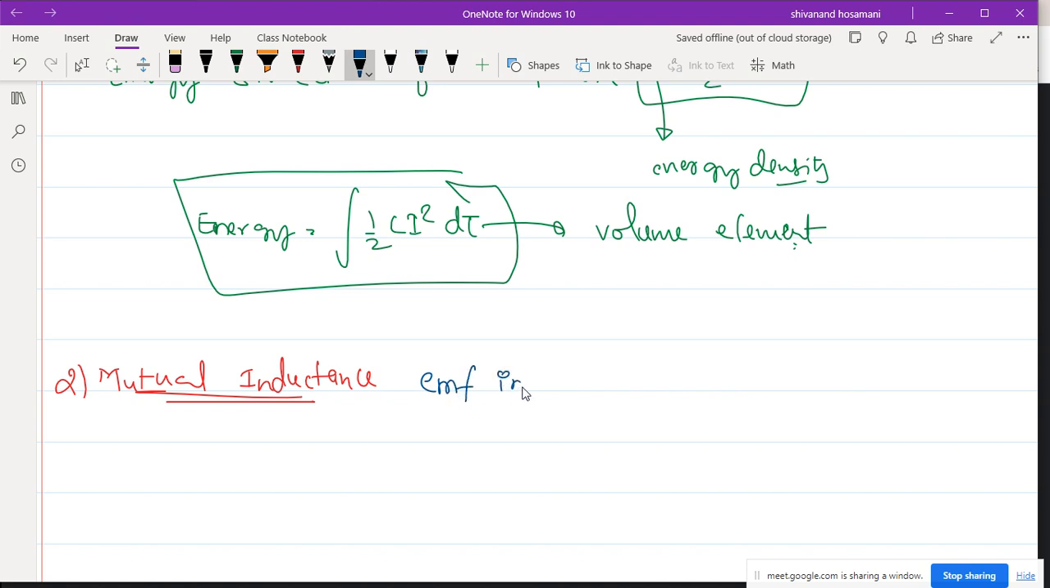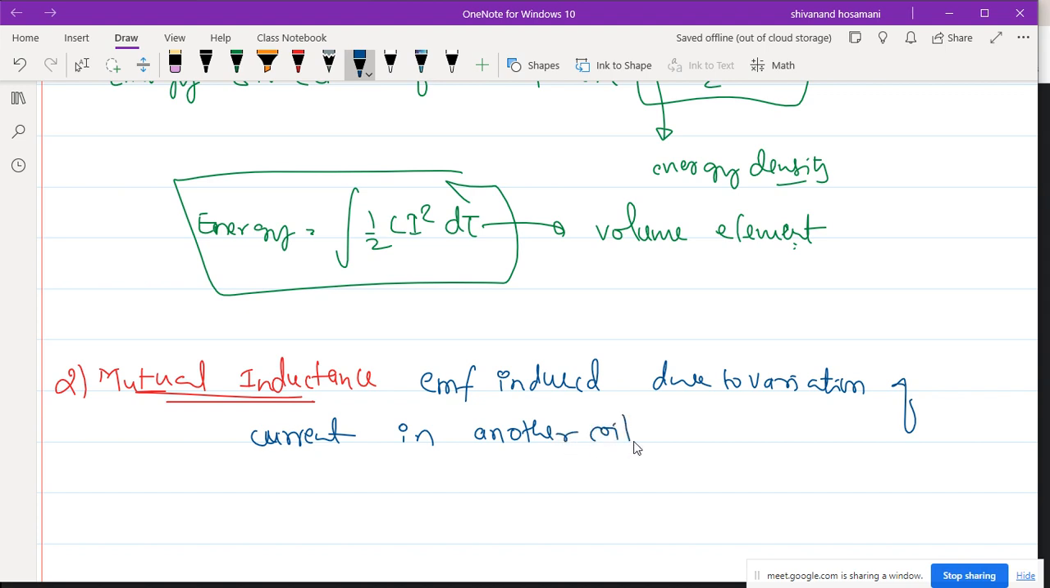So here EMF will be induced due to variation of current in another coil. So this is defined as induced EMF. Self-inductance and mutual inductance are different.